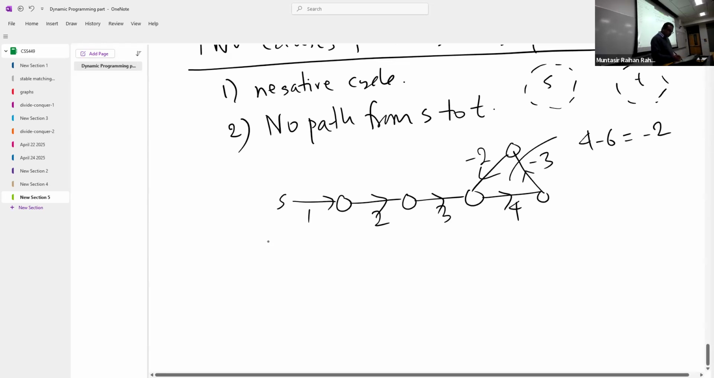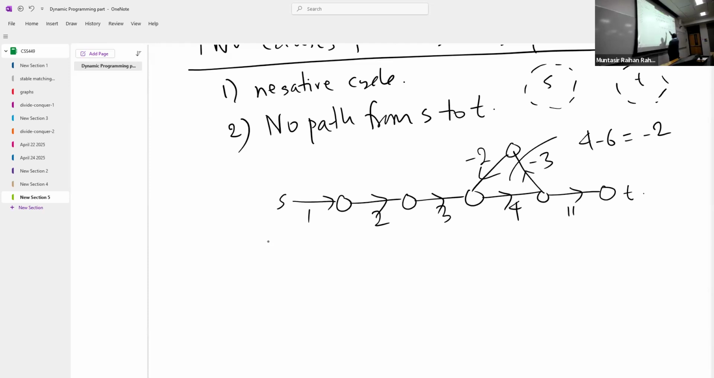Now what happens if you're trying to find the S-T path from here? If you just take this path and avoid that cycle, then you get 1 plus 2 plus 3 plus 4 plus 11. What is that? 15 plus 3, 18, 20, 21. And then instead of doing that, if you come here and instead of going here, you go here, then you decrease the total length by minus 2.